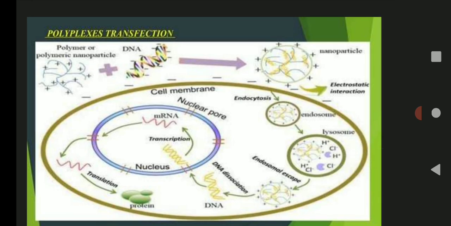Here we can see polymeric nanoparticles with the DNA. The nanoparticles use electrostatic interaction on the surface of the cell membrane, then they enter by endocytosis, then they fuse with the lysosome, thereby the gene of interest is delivered into the cytoplasm, gains entrance through the nuclear pore and gets attached to the nucleus containing chromosome.